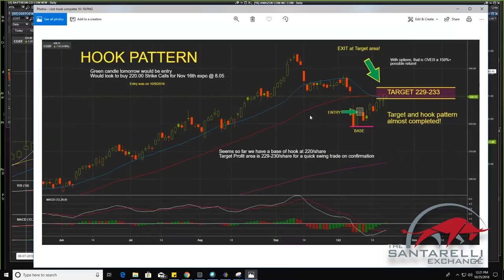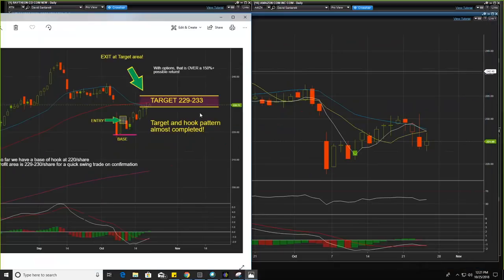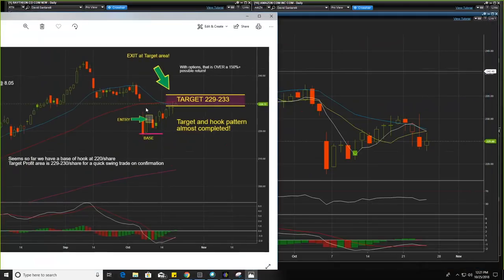Here is when we said our target was complete. Okay? You see here, I saved it, Cost hook pattern complete on October 19th. So that was 6 days ago. Cost hook complete, okay? Now, what did we do? Okay, we got in the third day. Let's compare them side by side here. So here's the drop. Here's the drop.